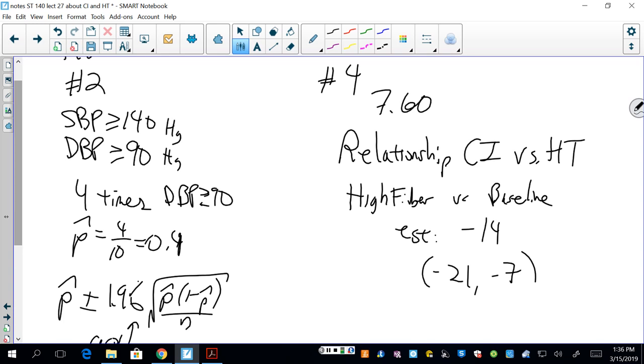In hypothesis testing like this, we're often interested in, is it zero? Is it the null hypothesis, no difference? There's no difference in cholesterol based on these diets. But in this case, is zero reasonable? The confidence interval's all negative. The units are milligrams per deciliter for cholesterol.